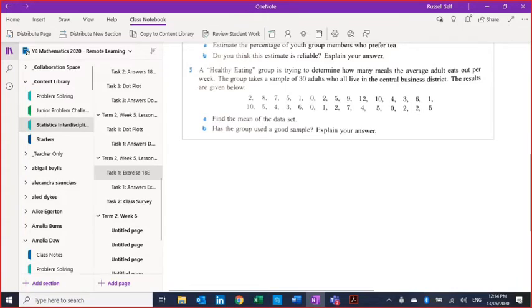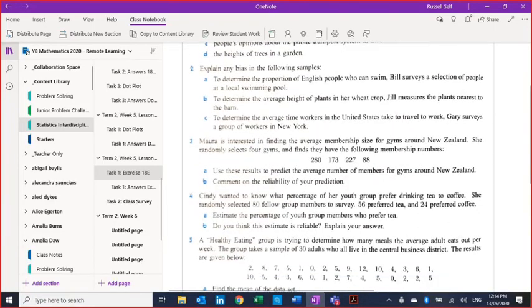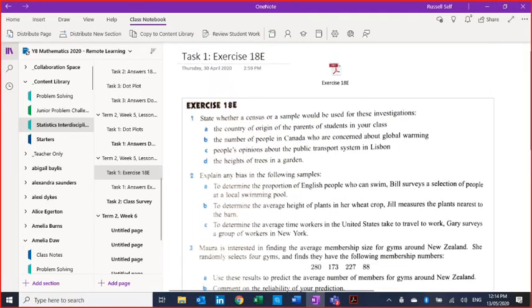Okay. Healthy eating group, you can just say the same thing. You find the mean. Okay, this time they want you to find the mean. Are you going to do the math or estimate? The math. Do the math. Find the mean means do the math. And then find out if it's a good sample and explain your answer. Okay? How does it look for you? So, good. Census or sample, bias, and estimating the mean. Okay?